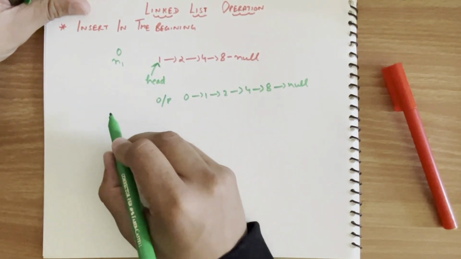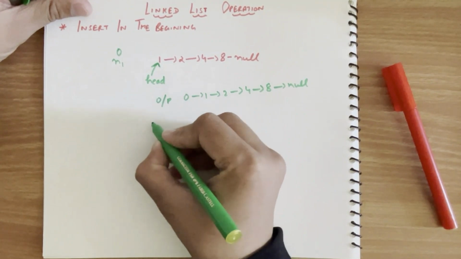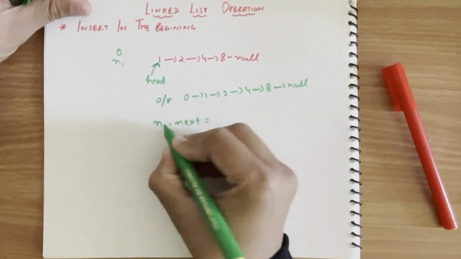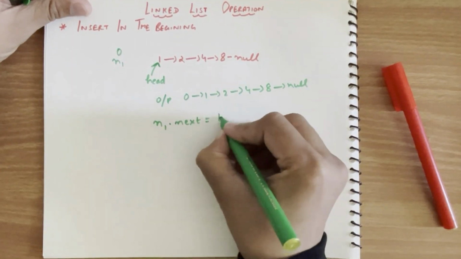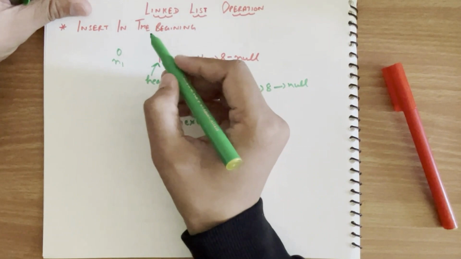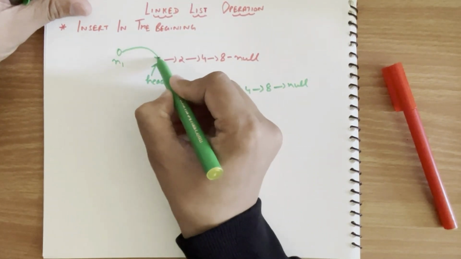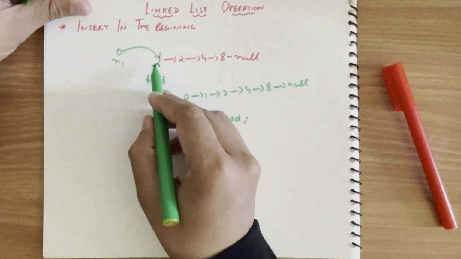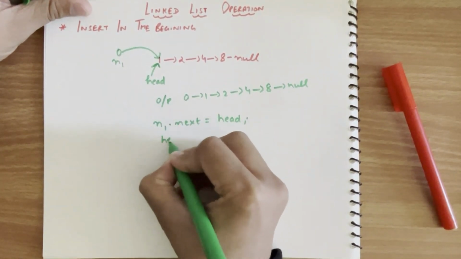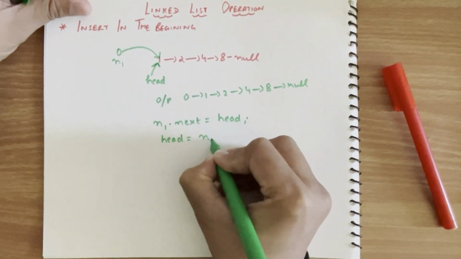So let us see how we can do that. If I do something like this, that is n1.next, that is I say next node of n1 is equal to head, and we already know head points to the first node of the linked list, right? So this will form this link, right? Now the next thing is simple. We have to simply change the head pointer to n1. So we will say head equals n1.